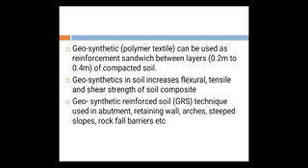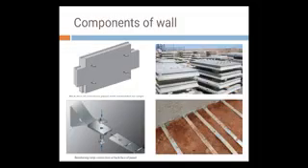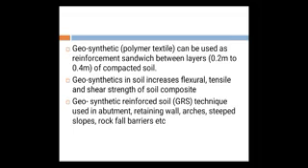Geosynthetic polymer textiles can be used as a reinforcement and sandwiched between the compacted layers of 0.2 meter to 0.4 meter. Whatever strips we have seen, those can be geosynthetic, and they have to be used as a sandwich between the compacted soil. Geosynthetics in soil increase the flexural, tensile and shear strength of the composite. So obviously it is improving the soil properties.